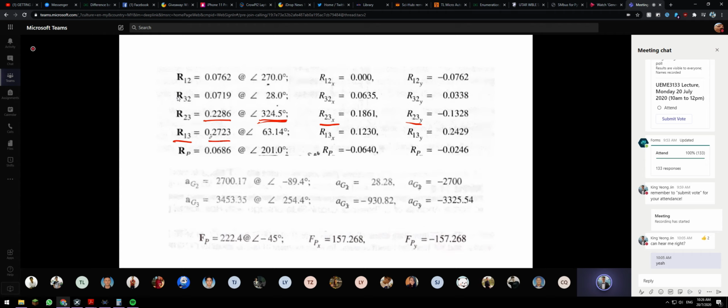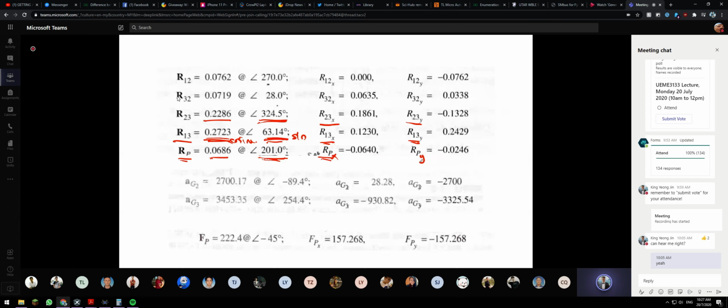Then you have to use the cosine rule to find this, and then use the sine rule. So this one uses the sine rule, this one uses the cosine rule, to find the angle. Then you'll find R13x, R13y. RP is given as 68.6, and then it gives us 201 degrees. This one you just take from the book because this angle is measured directly from the center of gravity. Then we can find RPX and RPY.